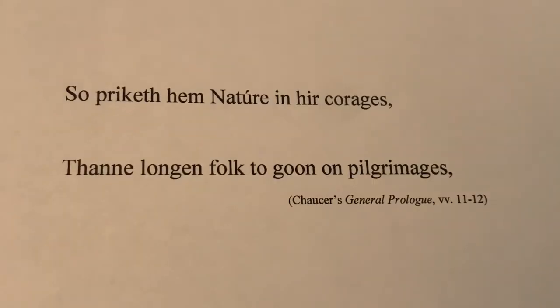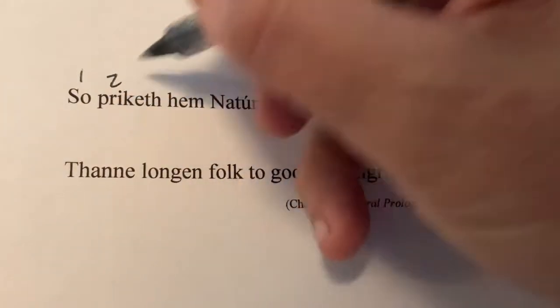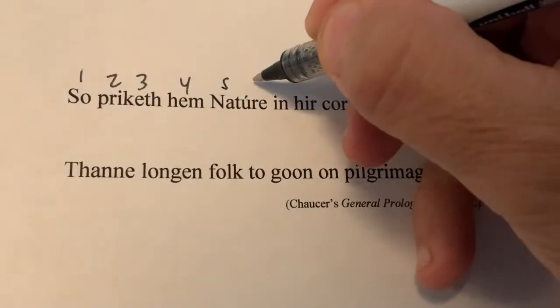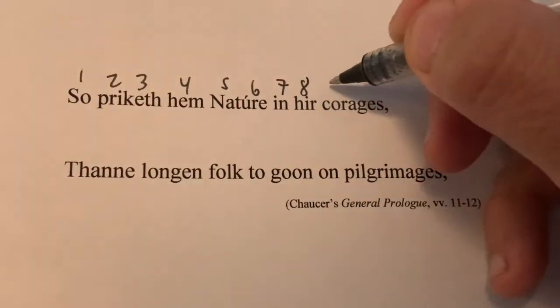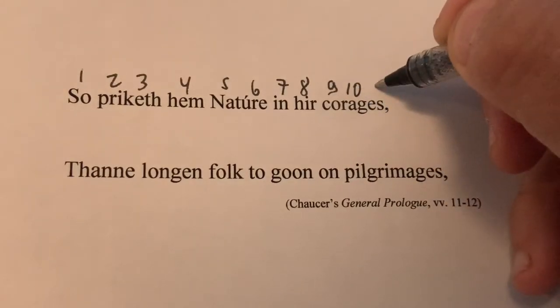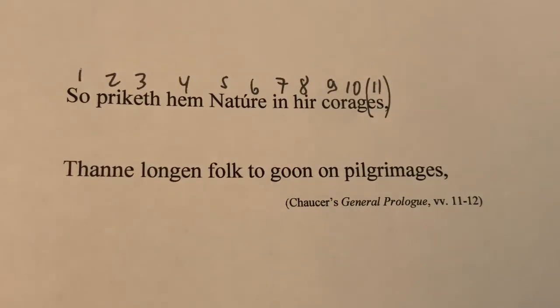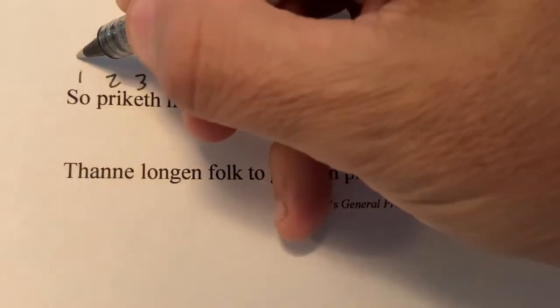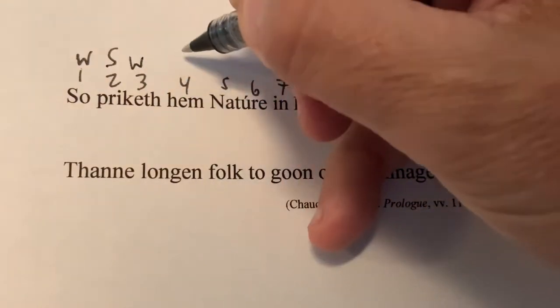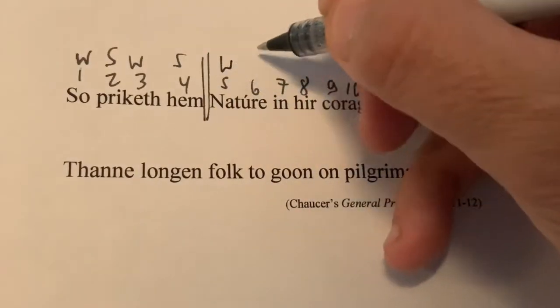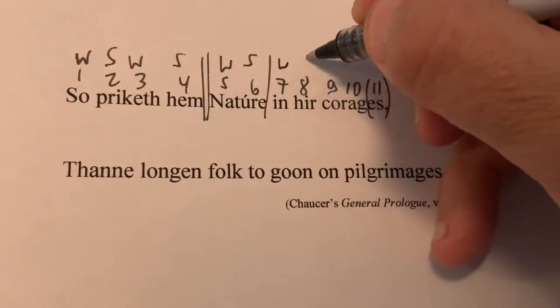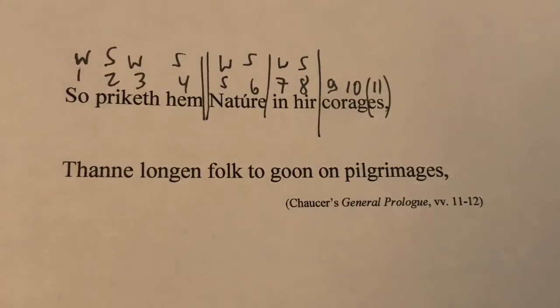This is from the Canterbury Tales. So pricketh him nature in her courages, then longen folk to go on pilgrimages. Counts like 11. So pricketh him nature in her courages. This is not counted. That is a feminine ending. Watch. So pricketh them nature in her. We're going to promote. We're doing iambic pentameter, but you can imagine how this is going to work if you did phrasal stress.